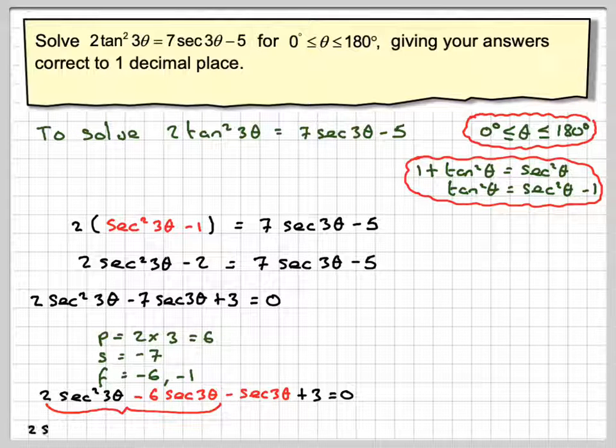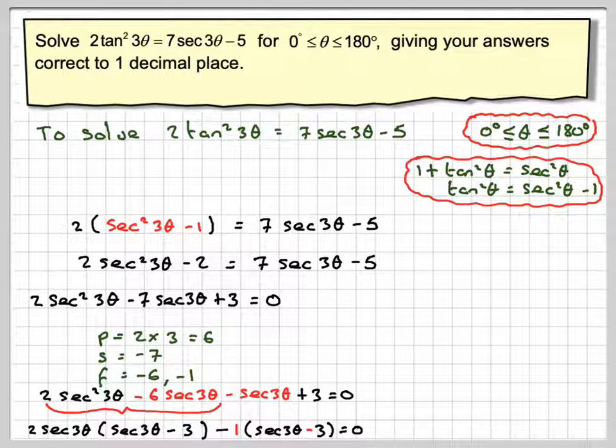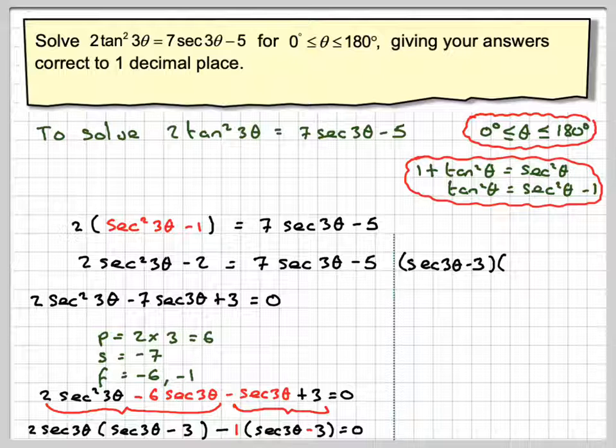So grouping the first two terms, we have a common factor of 2 sec 3 theta. So we're left with sec 3 theta minus 3. Bring down the minus sign and put a 1, and then group the next two terms together. There is no common factor here, so we're going to get sec 3 theta minus 3. Notice that sign changes because if you multiply that back in, minus 1 times minus 3 gives you plus 3. Notice now we have the same thing in the bracket, so that can come out. So you've got sec 3 theta minus 3, and then 2 sec 3 theta minus 1 is equal to 0.